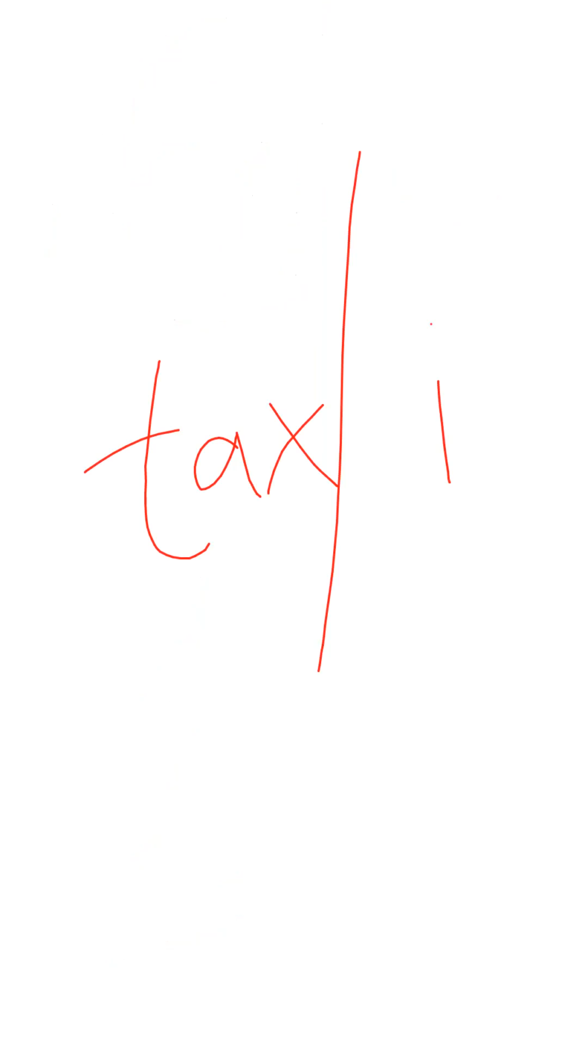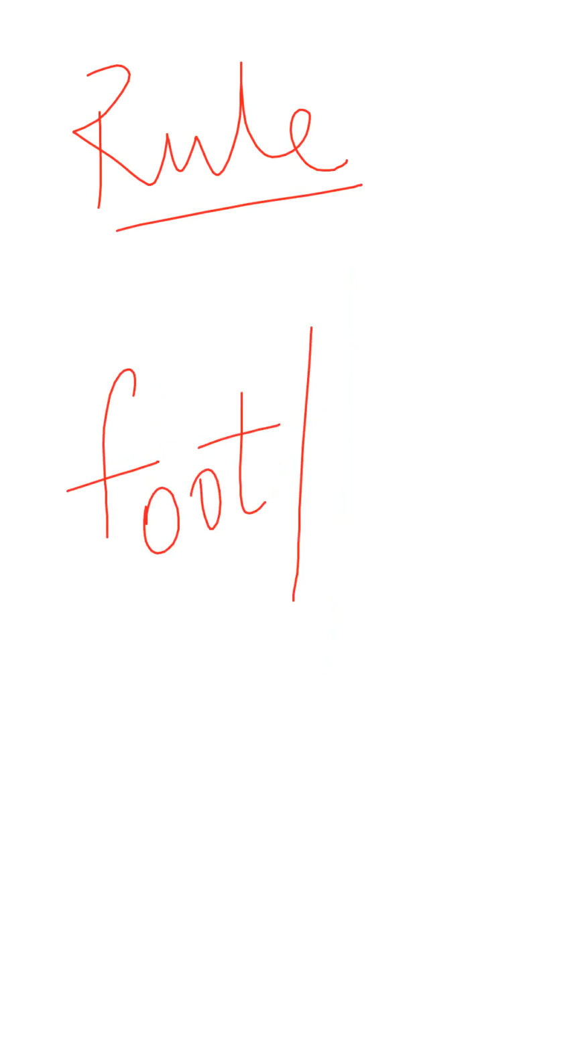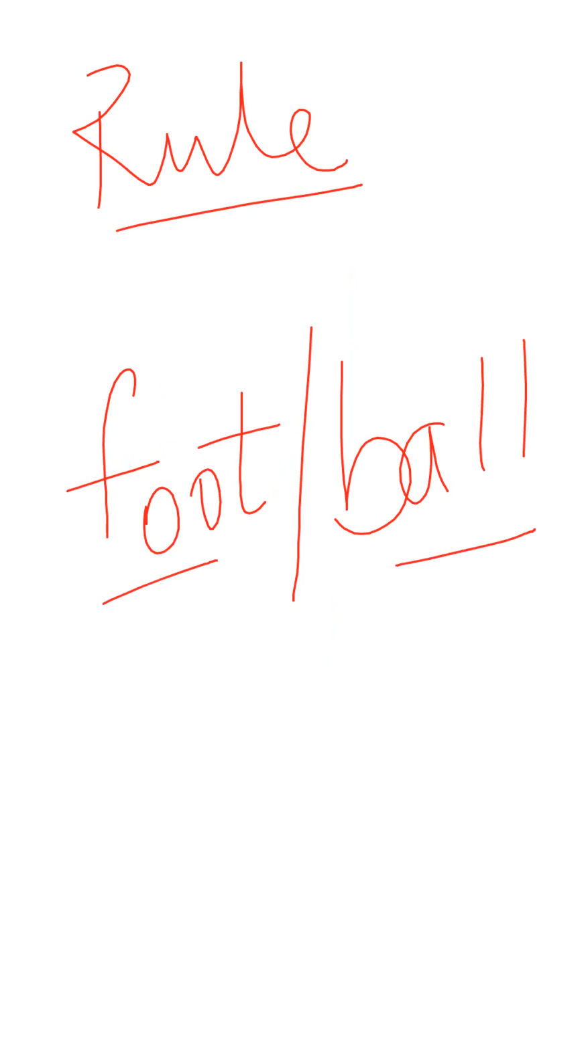Tax. Okay. Now the next rule says you have to divide a compound word so that both sides have one word. So foot and ball. These are compound words, right? What is the rule, ma'am? A compound word is divided between the two words that make the compound word. Okay. So foot and ball. You have to divide it like this. Okay.